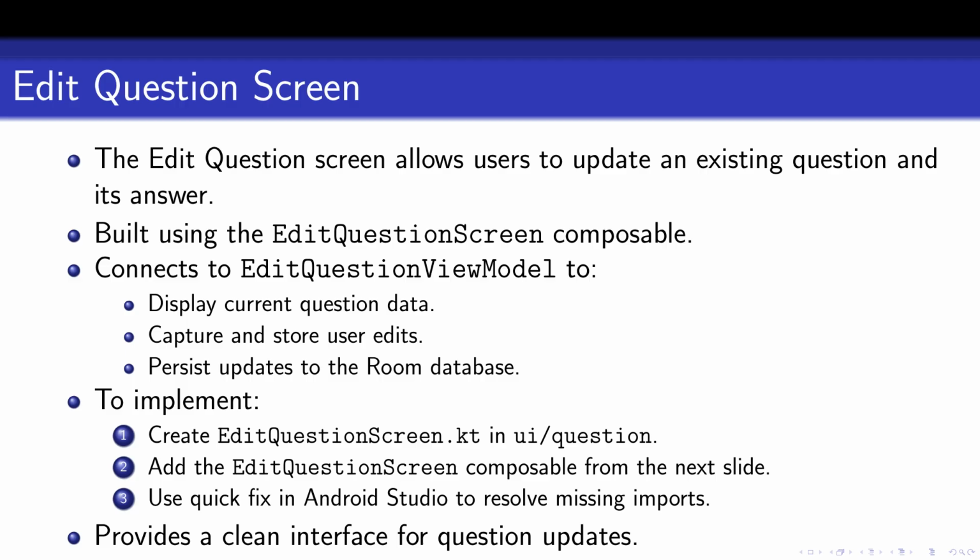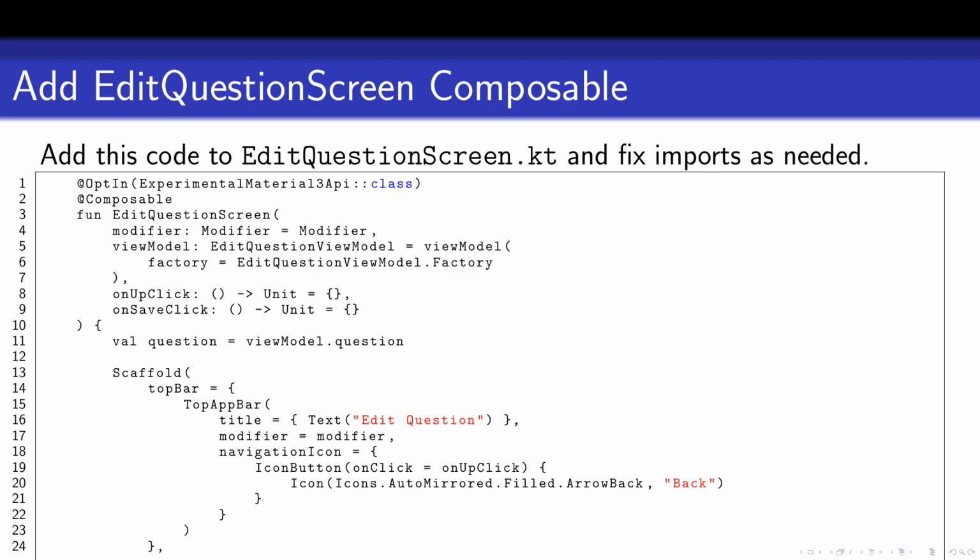To build the interface for editing a question, we create a new composable called Edit Question Screen. This composable connects to the Edit Question ViewModel, displays the current question, and allows users to make changes. It reuses the question entry composable we've already implemented, maintaining visual and functional consistency across the app. We start by updating the Edit Questions Screen.kt file according to the following code.